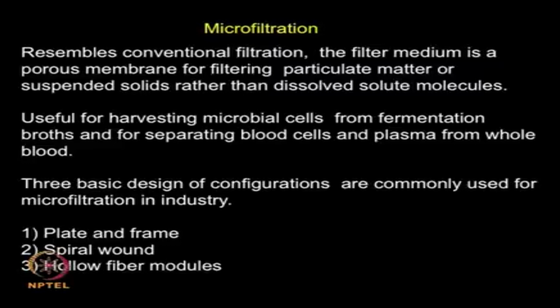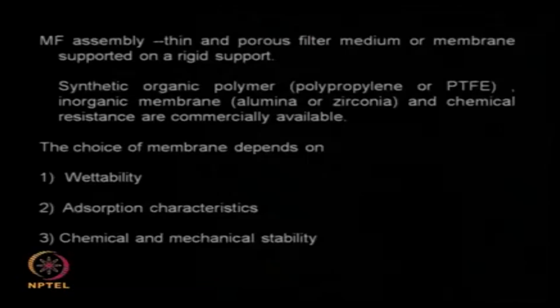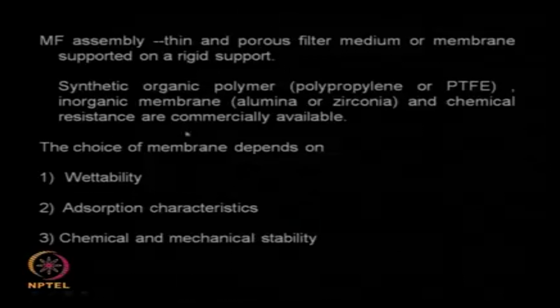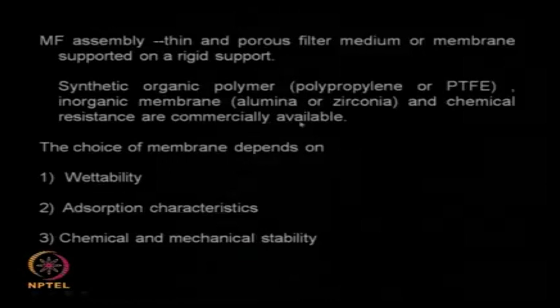So what type of configurations do you adopt in microfiltration? We can go for plate and frame, spiral wound, or hollow fiber module. All these types of designs are possible in microfiltration. We have a thin and porous filter medium or membrane supported on a rigid support; it is not like a normal filtration system. We can have synthetic organic materials like polypropylene or PTFE, or alumina or zirconia, and they have to be made chemical resistant if you are processing chemically active solutions.